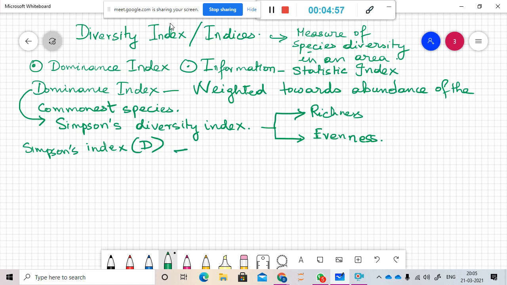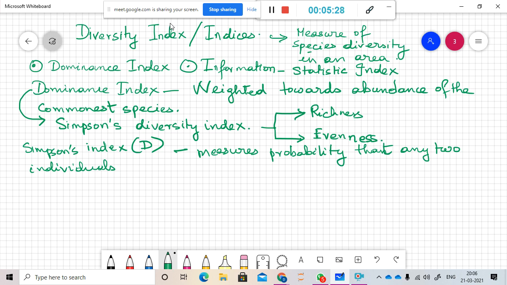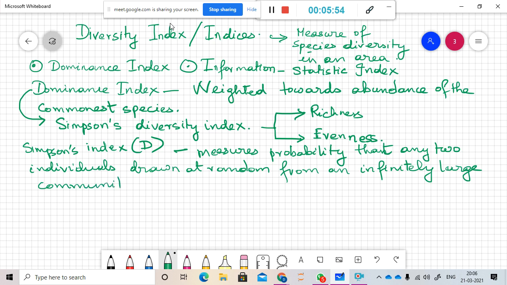It measures the probability that any two individuals drawn at random from an infinitely large ecological community will belong to the same species.